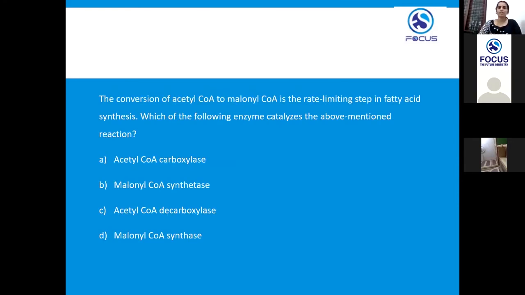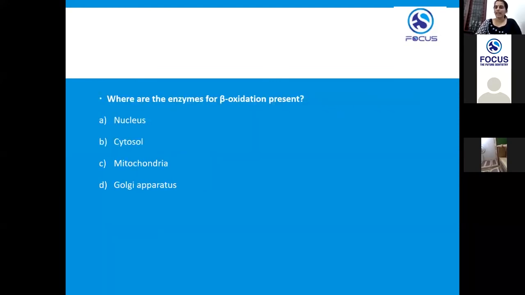Now, the conversion of acetyl-CoA to malonyl-CoA is a rate limiting step in fatty acid synthesis. Which of the following enzymes catalyzes the reaction? Is it acetyl-CoA carboxylase or acetyl-CoA decarboxylase? It is acetyl-CoA carboxylase. Where are the enzymes for beta oxidation present? They have asked about beta oxidation proper. So where are the enzymes for beta oxidation proper present? It is in the mitochondria. Very good.